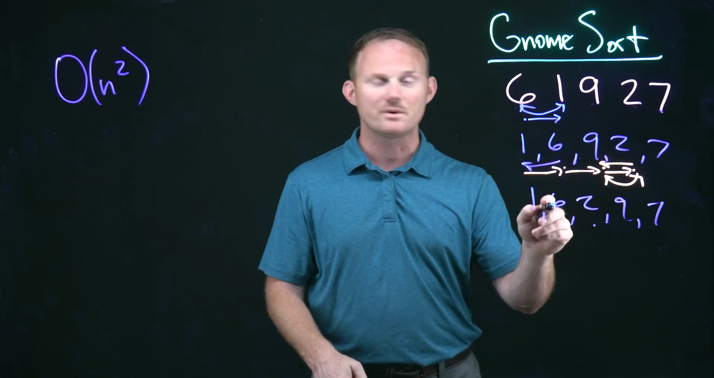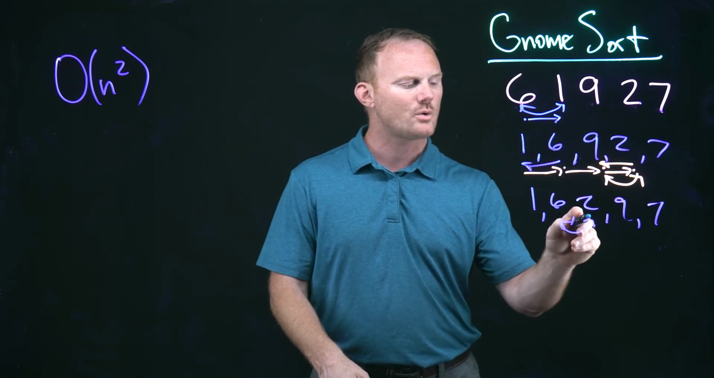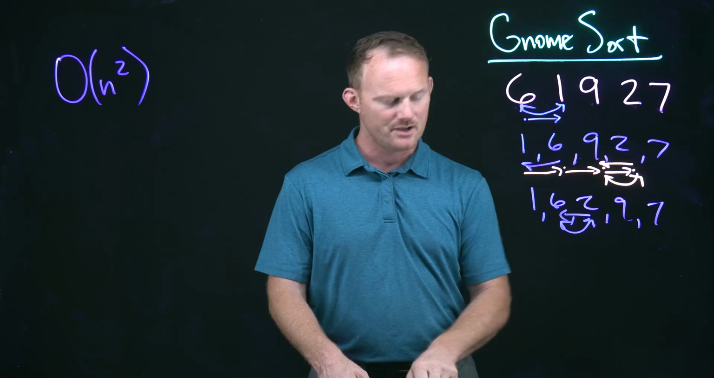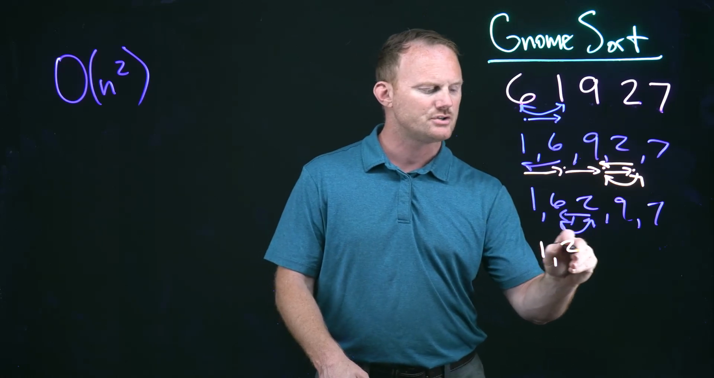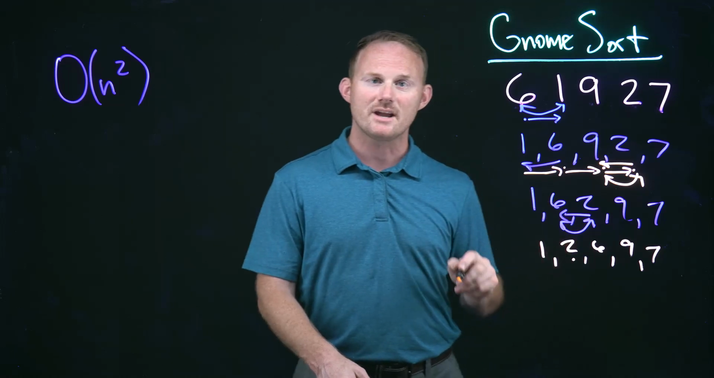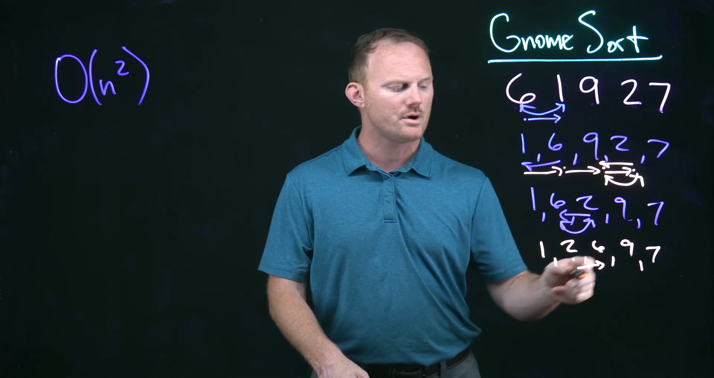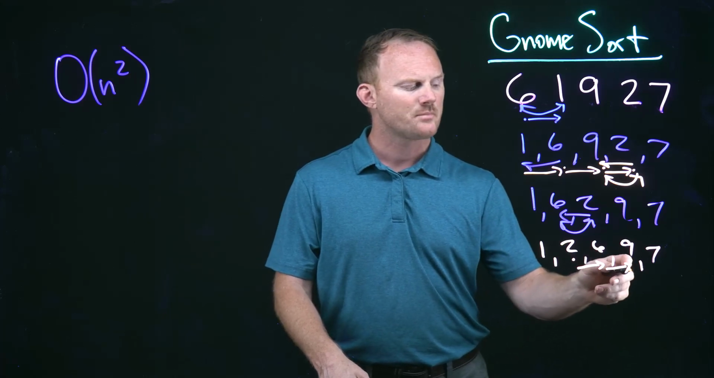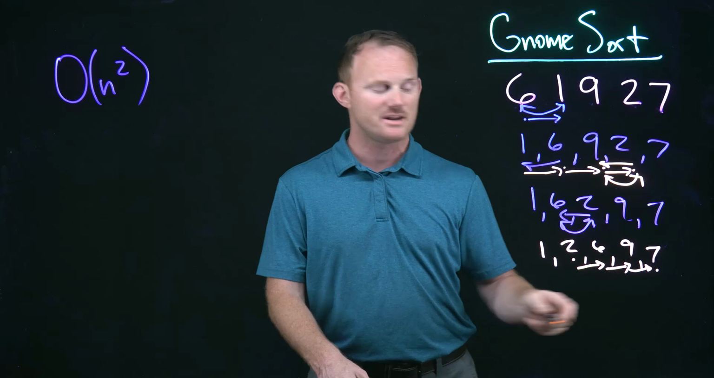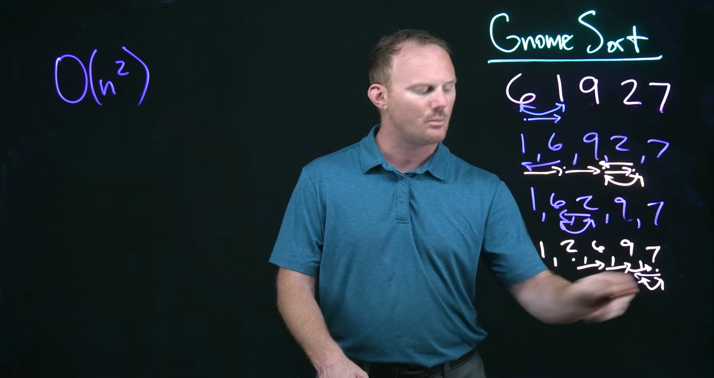He compares the 2 and the 6. Those have to be swapped, which means he also has to move backwards again. So he ends up with 1, 2, 6, 9, and 7. He is now right there. Compares 2 and 1. They're in the right place. He moves forward. He moves forward again, moves forward one more time. 7 and 9 are in the wrong place, so swap those two, and he has to go back.